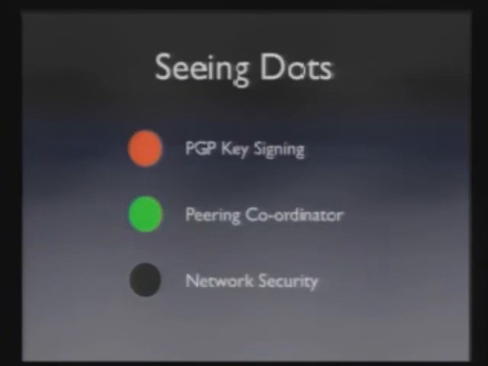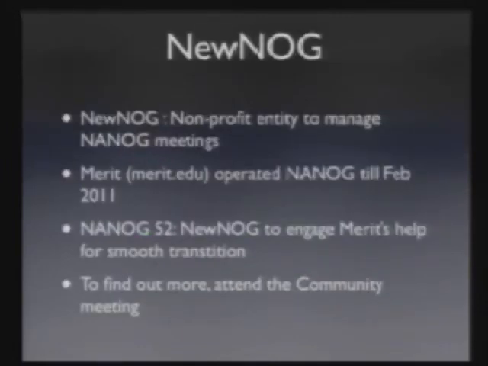There's also a bunch of dots that you would be provided. And one of them is the PGP key signing dot. Then there's the peering coordinator. So you can flash these dots on your badges, or you can identify other people with these dots and talk about issues. And there's also the network security dot, which is the black dot.